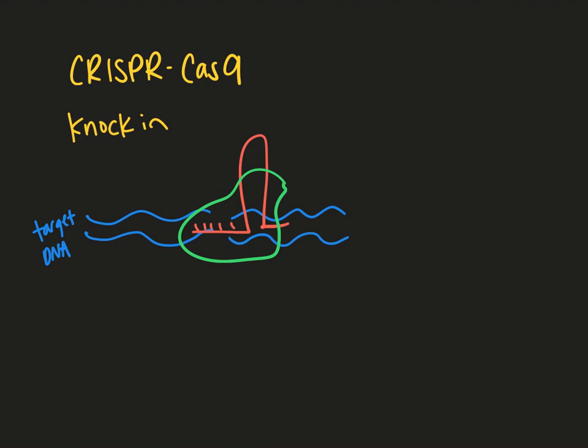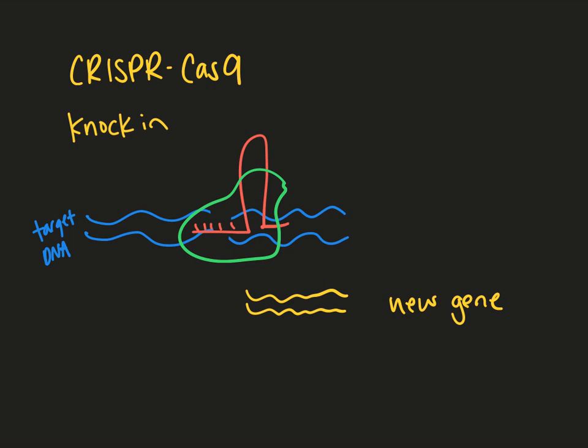CRISPR-Cas9 can also be used for knock-ins, and the initial steps are the same. You have your guide RNA that you've designed to target a particular region of the genome. You express Cas9 so that you can cut at that region of the genome, but you have one more thing, and that is your exogenous sequence, or we can think of it as your new gene, or in the context of what we've been talking about in this class, maybe a different variant of the gene that you would like to see expressed in your organism.